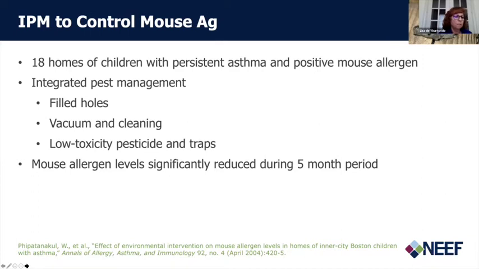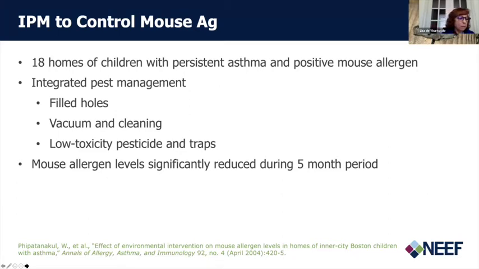So a study that supports control of mouse allergen is illustrated with this one. This is integrated pest management, IPM, used to control mouse allergen. A small study of 18 homes of children with persistent asthma and positive mouse allergen, randomized in a controlled trial, where kids received the intervention of integrated pest management, in which holes were filled, vacuuming and cleaning were encouraged, and low toxicity pesticides and bait traps were also used to help control mouse allergen.